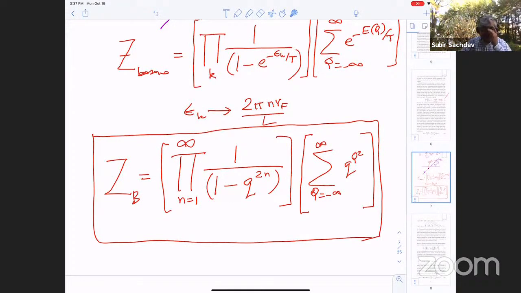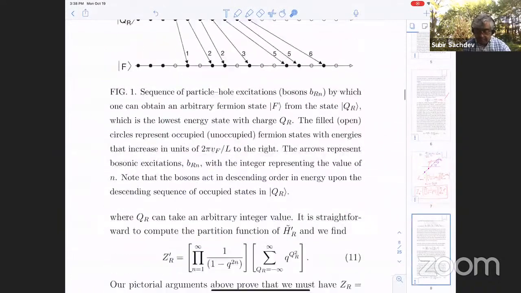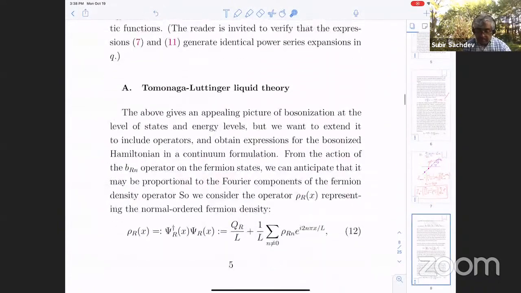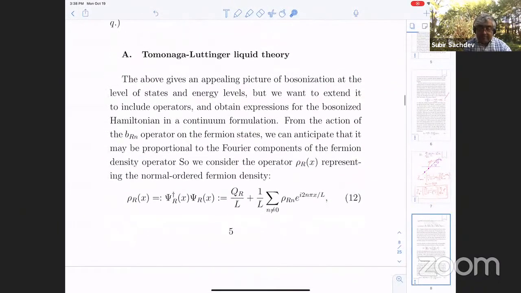So infinities are strange, just like the set of all integers has the same number as the set of all even integers. They're not different. You can just do a one-to-one mapping between them. And similarly here, there's a one-to-one mapping between the set of all bosons and the set of all fermions, considered as the many particle system. All right. Any questions? Everyone happy with that?